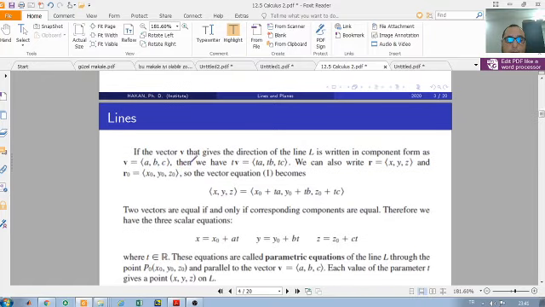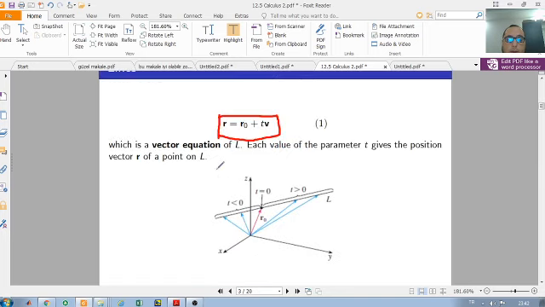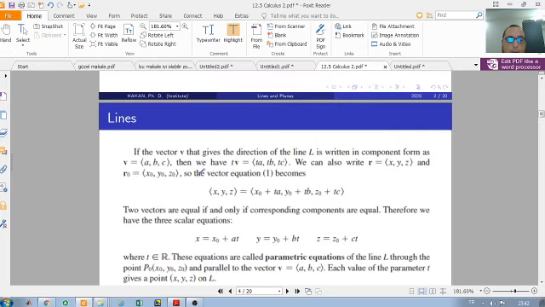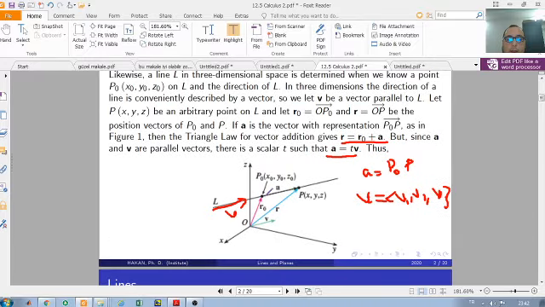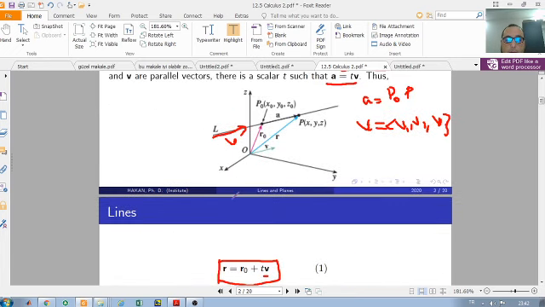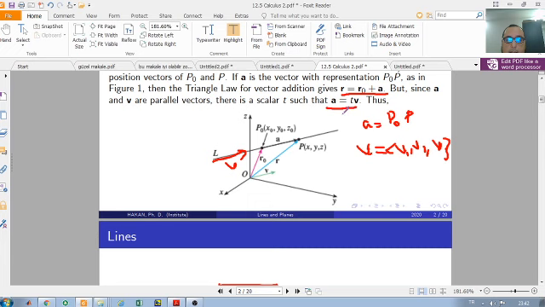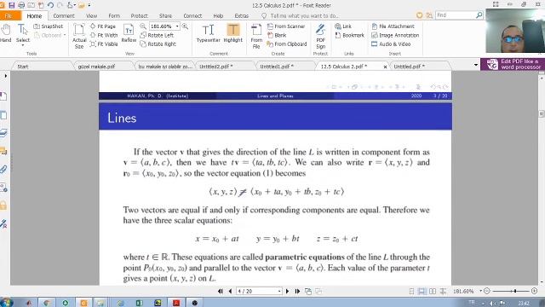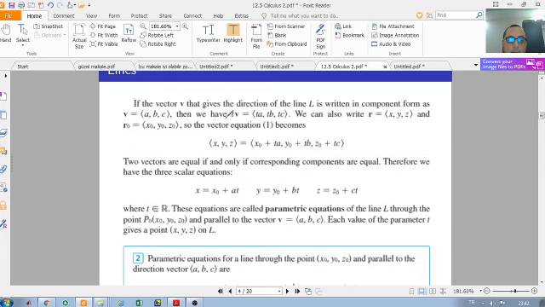So if the vector v that gives the direction of the line is written in component form as a, b, c, if you know the components of the vector v, then we have t times v, which is actually the vector A. Instead of v1, v2, v3, we use a, b, c for the components. And we know A is a multiple of the vector v, t times v. Therefore, we write t times v is equal to ta, tb, tc.